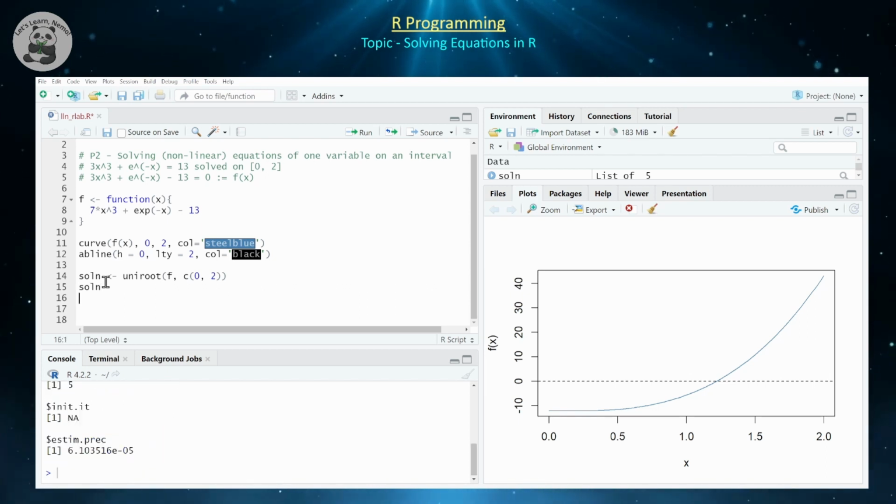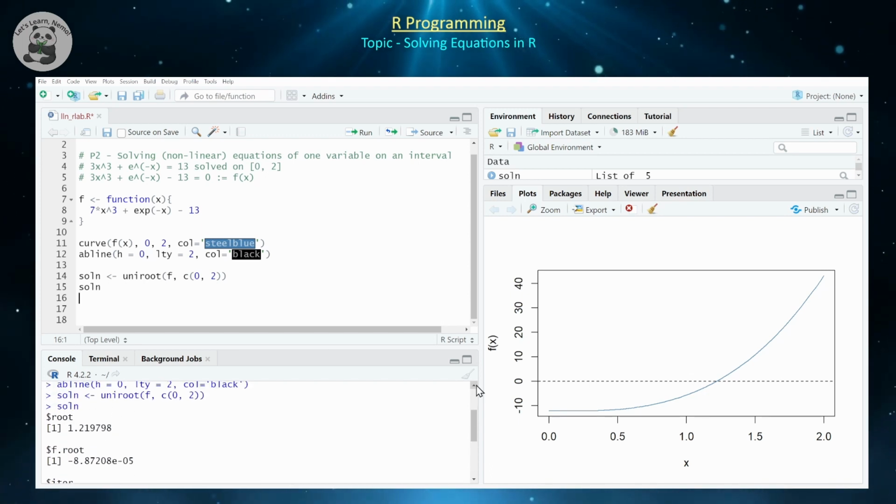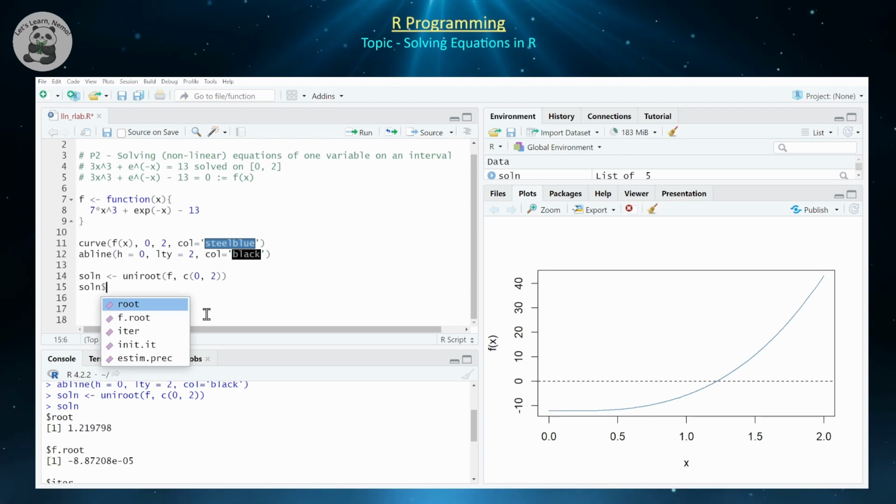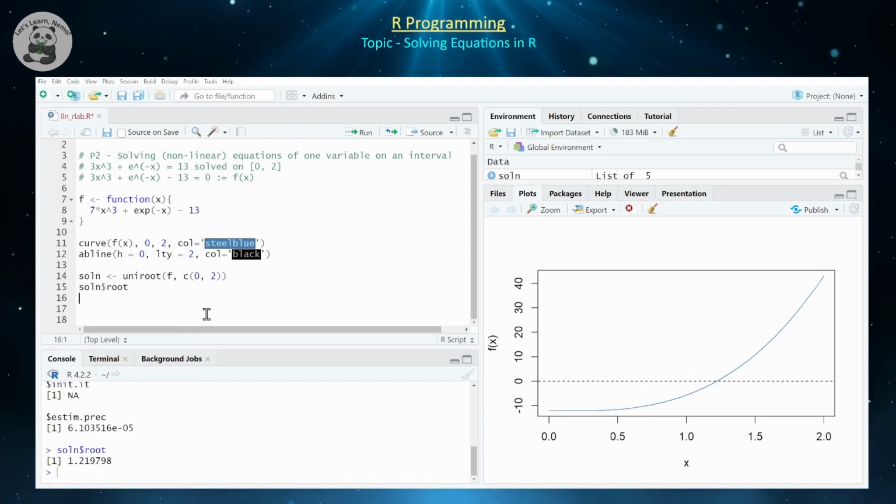So if we look at soln, and we look at the things that it returns, notice that it says $root. So we just take $root of that value. We have 1.21, which is in between 1 and 1.5. So in some sense, this is reliable.